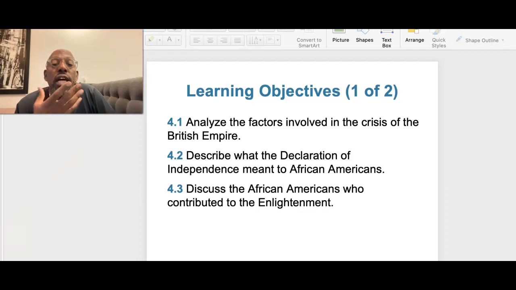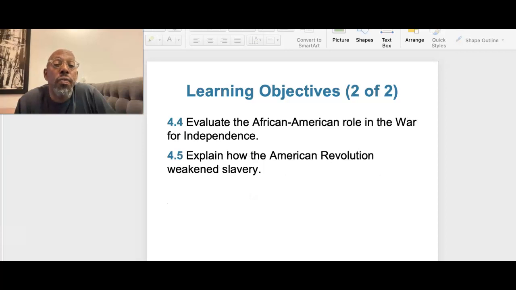All right. 4.3, we want to discuss the African Americans who contributed to the Enlightenment. I'll talk a little bit about what that means, particularly when we think about the great poet Phillis Wheatley. Phillis Wheatley is one of those names you should know and try to keep in your memory bank somewhere. 4.4, we want to evaluate the African American role in the War for Independence, and 4.5, we want to explain how the American Revolution weakened slavery. This is a critical piece that we never want to forget: how slavery was weakened during this fight for independence.